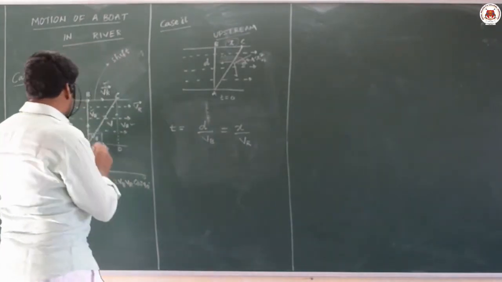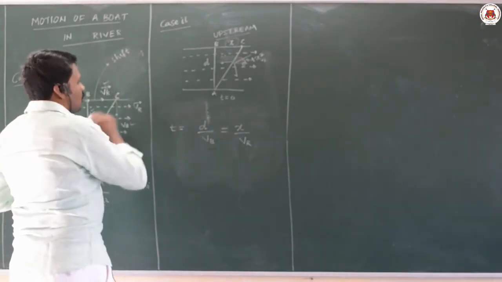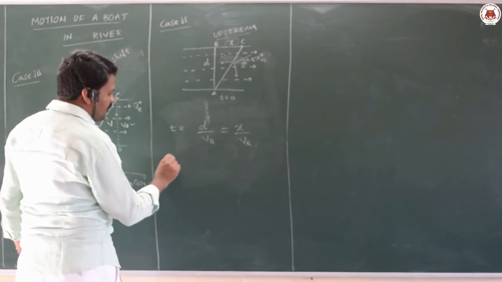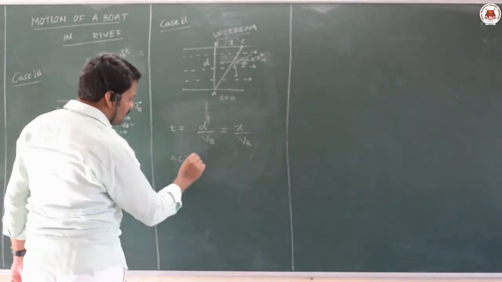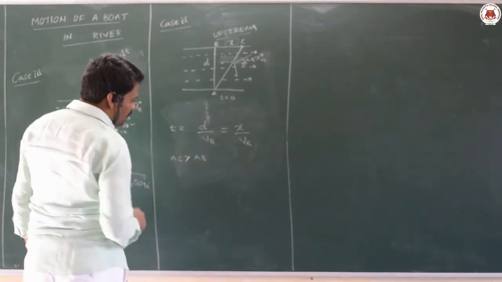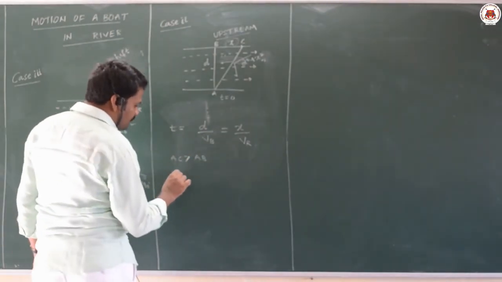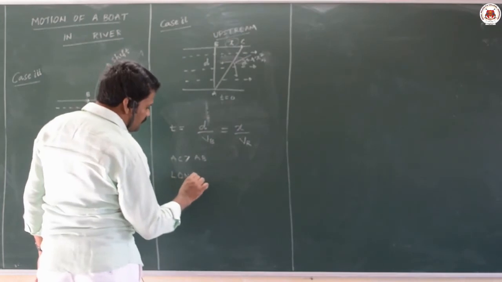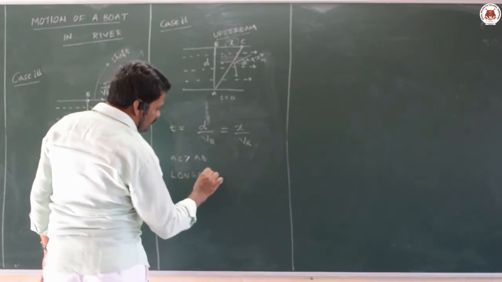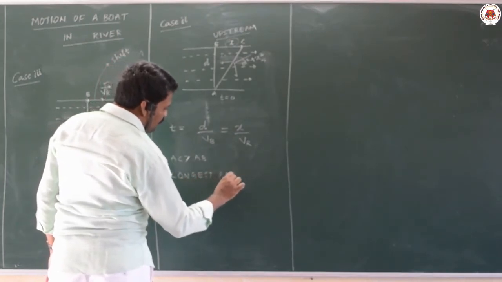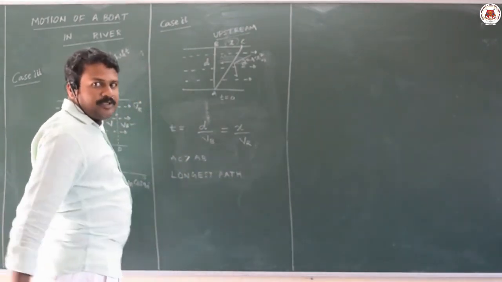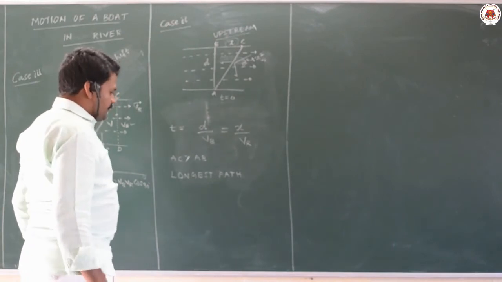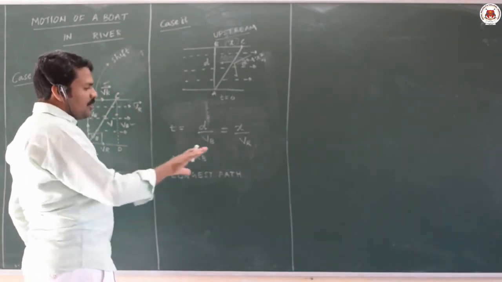Now your displacement is more. AC is greater than AB. This already you know, because hypotenuse is the greatest side. AC is greater than AB. So this is called the longest path method. You are going in the longest path.